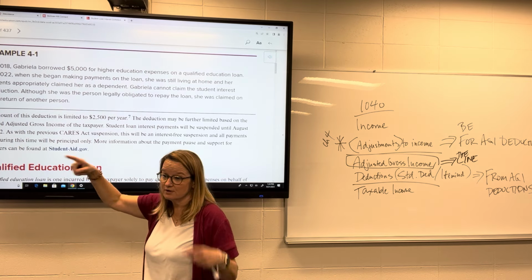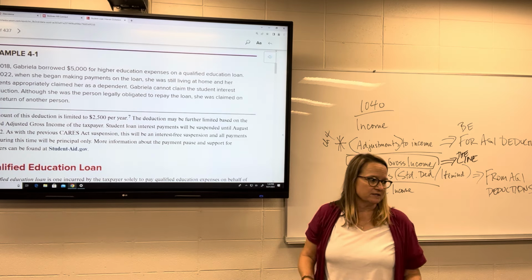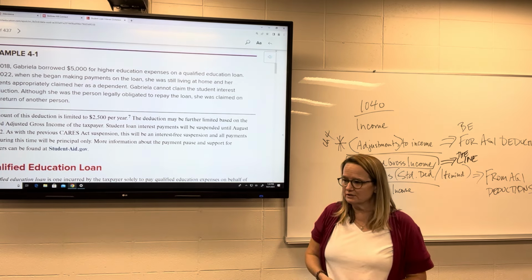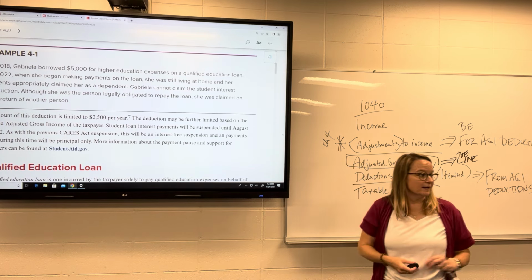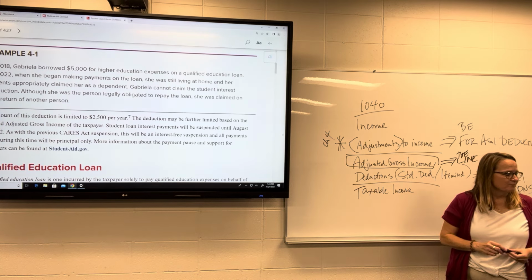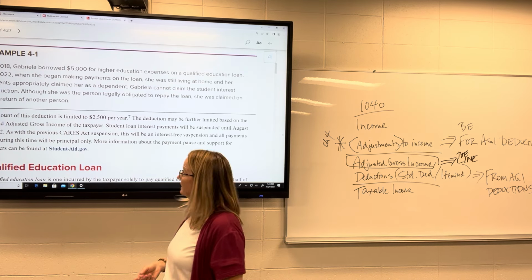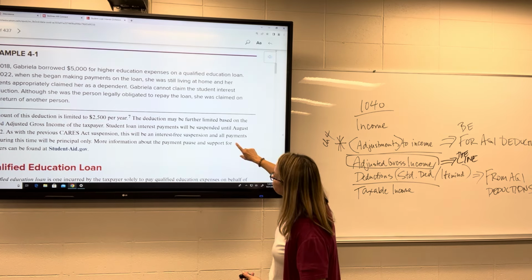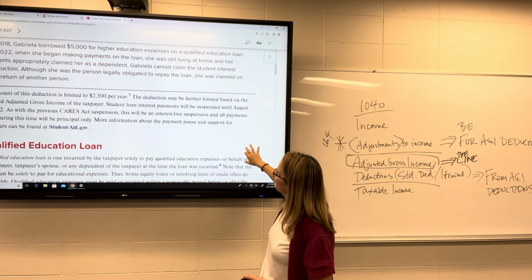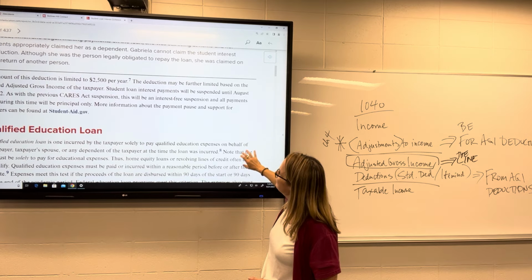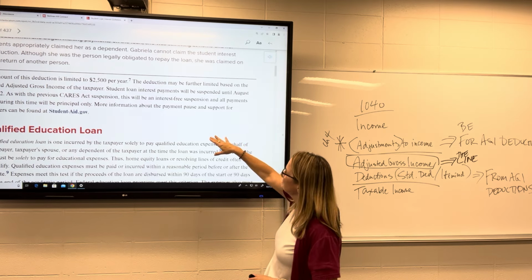That's the first cap. There are other limitations as well, other dollar limitations based on, what do you think it's based on? If it's a dollar limitation, this is a type of deduction. Income, what kind of income? AGI, that's right. So there are other limitations based on AGI, okay? As they mentioned here, the deduction may be further limited based on the AGI of the taxpayer.